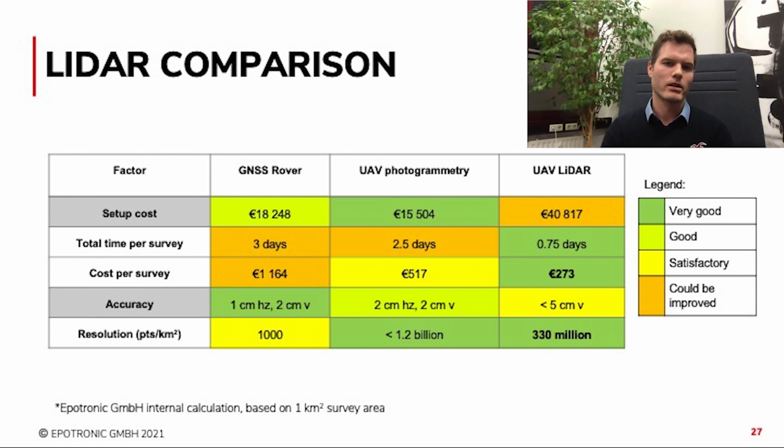But then the LiDAR, if you are satisfied with the accuracy and the resolution, the LiDAR would be 4 times more efficient compared to a GNSS rover, and even 2 times more efficient from an economical cost perspective than the UAV photogrammetry solution. And here we have the accuracy of around 5 centimeters in the vertical, but also not to forget that this is the point cloud covered over the whole area, 330 million points, rather than the GNSS rover where you have just 1,000 points.